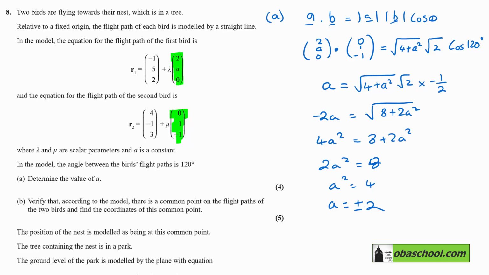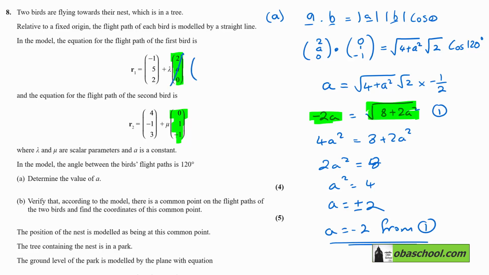But if we go back to this line where we have a negative equal to a positive, that tells us that a must be equal to -2. Let's call that 1. a is equal to -2 from 1. Now that we have that, we can update this vector here as (2, -2, 0).